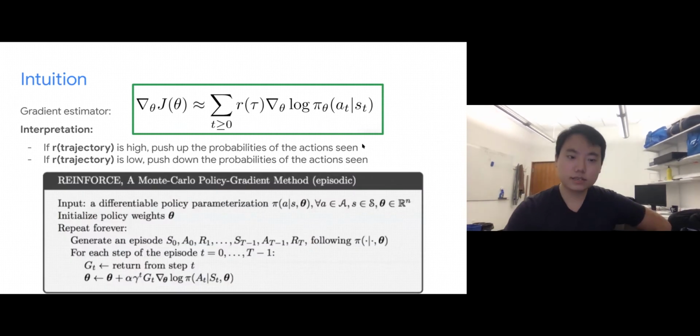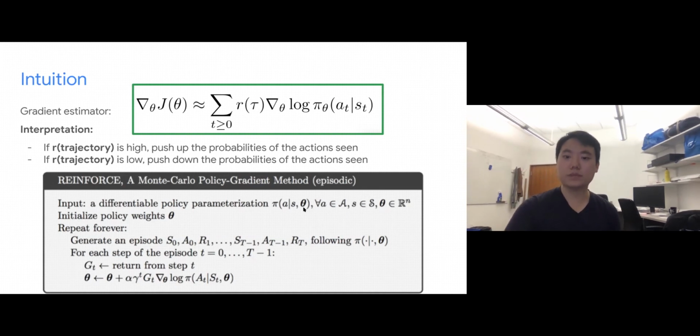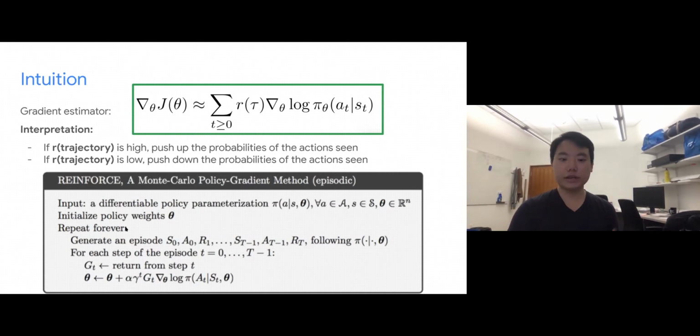And that actually gives us a very nice algorithm. This is called the REINFORCE algorithm. It's also known as policy gradients. What you're going to do here is start by initializing a differentiable policy pi of a given s, parameterized by some parameters theta. Again, you want it to be differentiable so that you can take gradients with respect to theta to update your policy weights theta. And you're just going to repeat forever, starting by generating an episode.